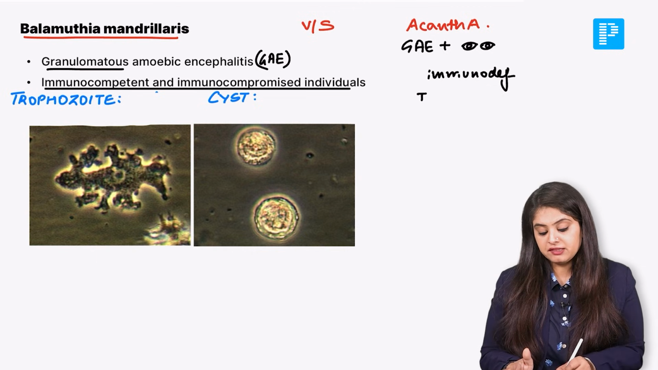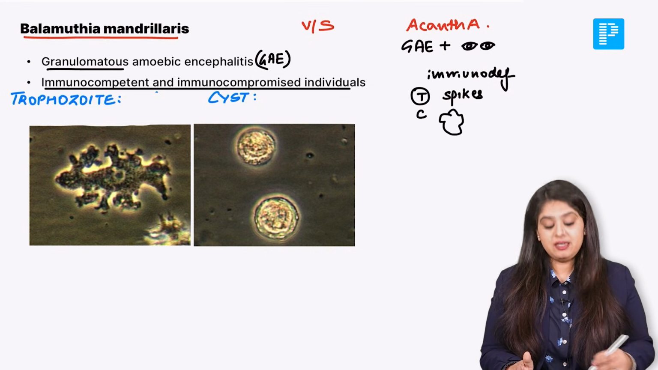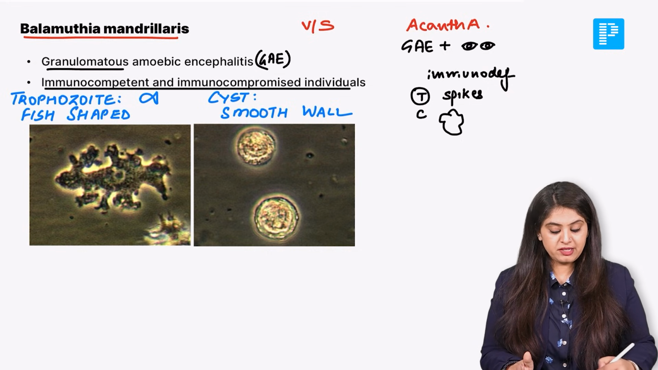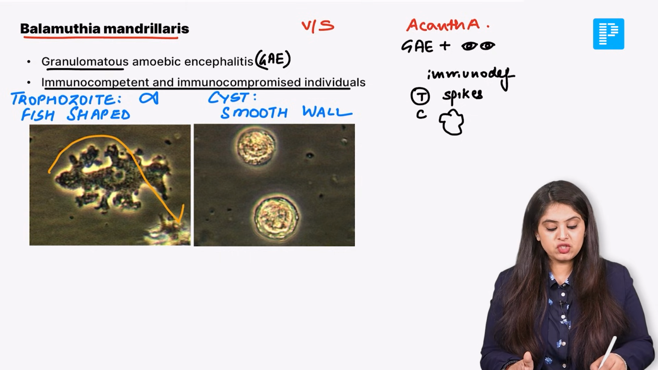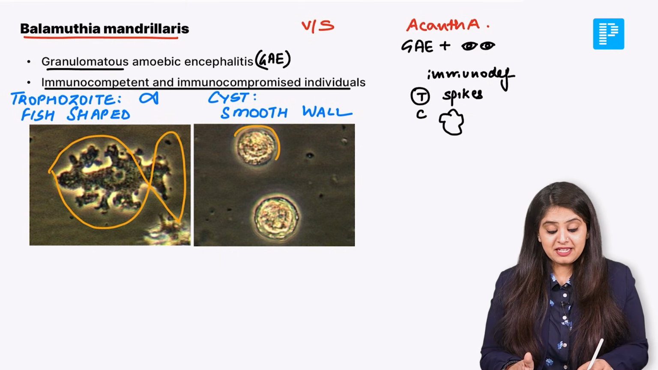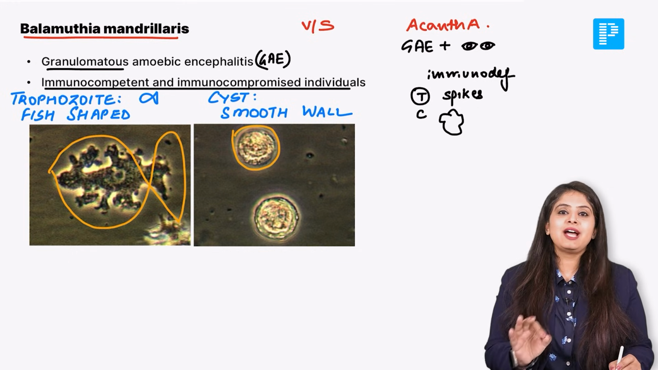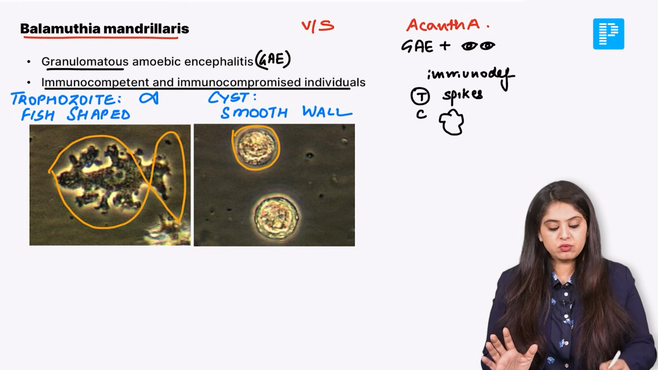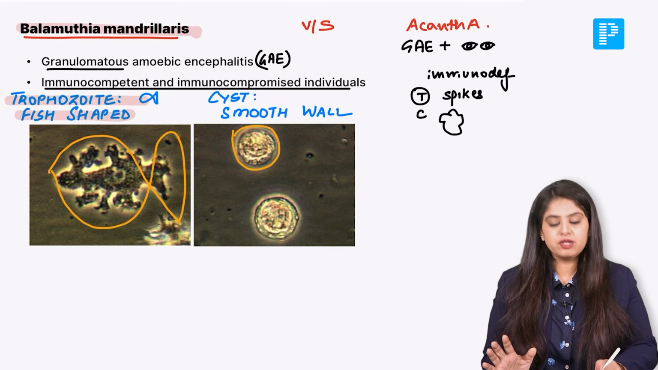Then Acanthamoeba, I studied that the trophozoite is going to have spikes and the cyst, if I can draw it, is going to have a wrinkled wall. In Balamuthia, it's the opposite. The trophozoite has a classical something looking like a fish. It's a fish-shaped trophozoite, and the cyst has a very, very smooth wall. So overall, if I had that one buzzword for Balamuthia, it would have definitely been the fish-shaped trophozoite that it has.